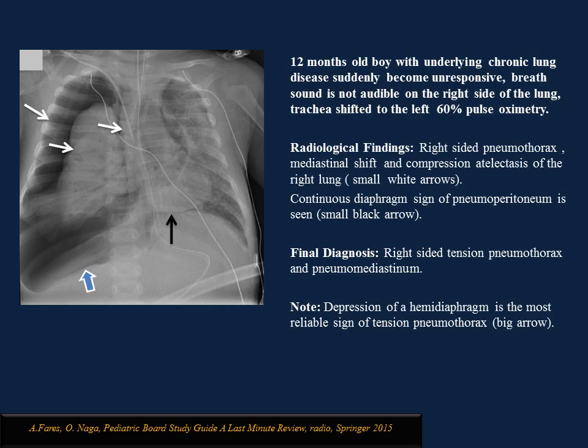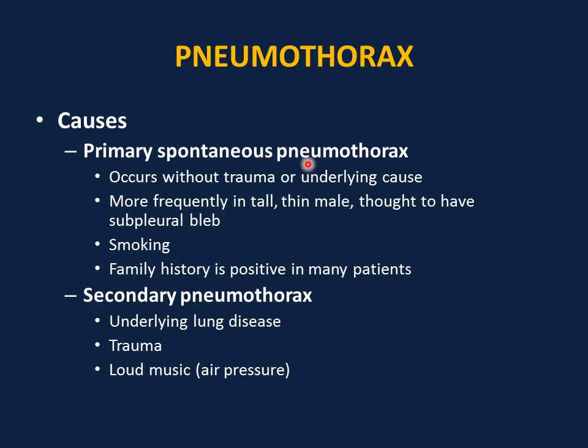study. Causes of pneumothorax: primary spontaneous pneumothorax occurs without trauma or underlying cause, more common in tall, thin males, and they are thought to be because of subpleural blebs. Smoking also is a cause. A family history is positive in many patients. Secondary pneumothorax: underlying lung disease, trauma, loud music because of air pressure.